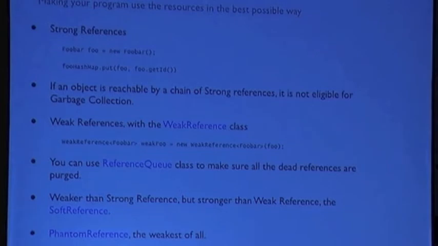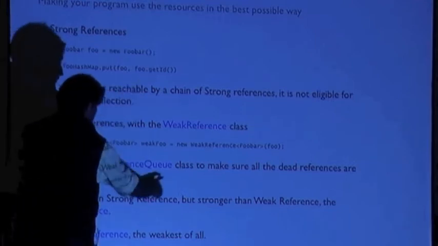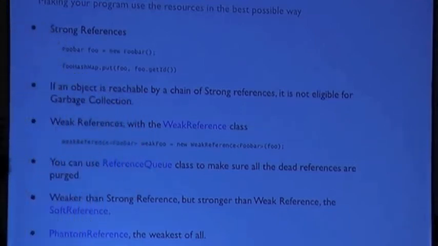So if I am putting it into the hash map, I should have put the code also, like weakFoo.get() I'll have put. So there's no hard reference to the actual object. The actual object is held only by the WeakReference class. So when this WeakReference class goes out of scope, the object is available for garbage collection.